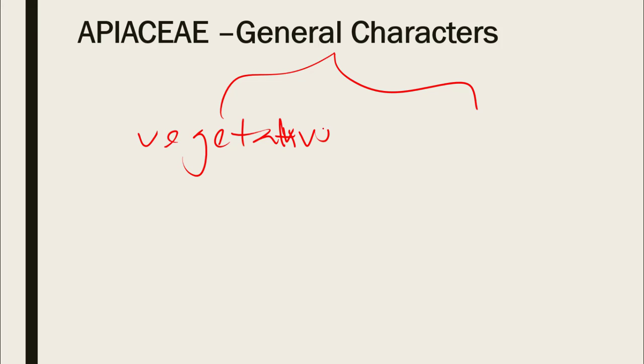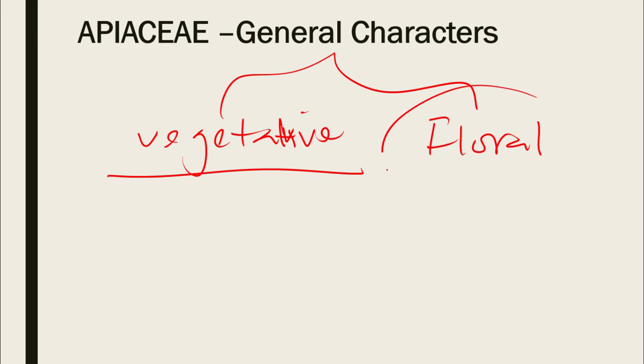Discussion of the general characters can be divided into two groups. So we are going to discuss them separately: vegetative characters and floral characters, or the reproductive characters. So first we are going to discuss its vegetative characters, the habit, root, stem, and leaf, and then we are going to discuss its flower, inflorescence, and so forth. So first of all, vegetative characters.